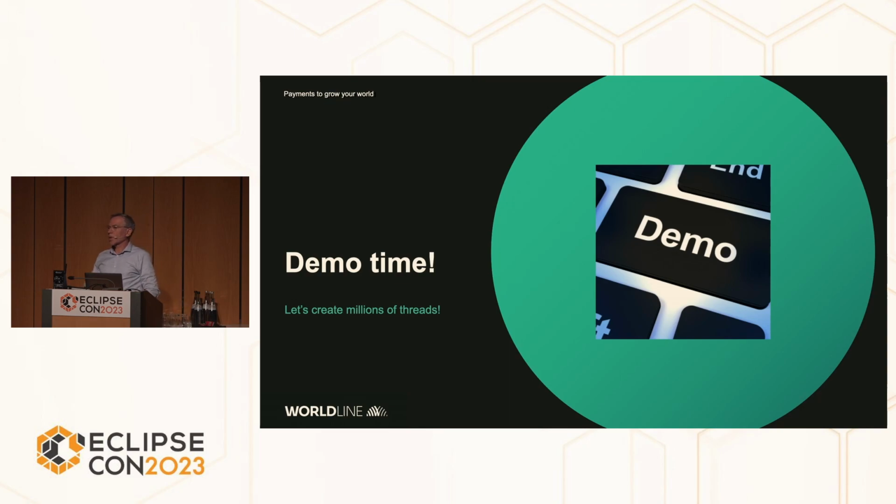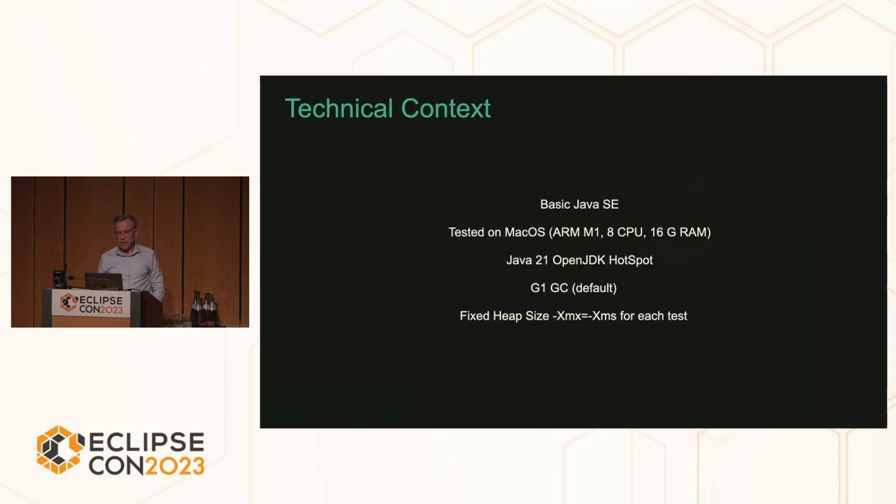So, virtual threads are supposed to be very lightweight. Let's check that. I propose a basic test, Java SE, no complex framework involved. I have used Java 21, tested it on this macOS, which has 8 CPU cores, using G1, which is the default garbage collector. And to simplify the testing, I have fixed the heap size, the Xmx and Xms parameters being equal.